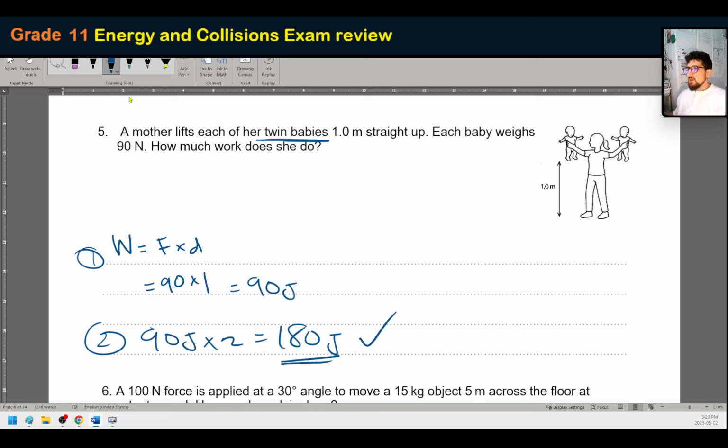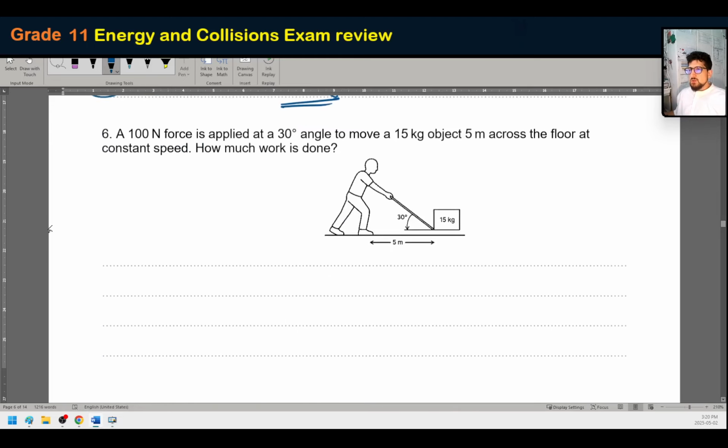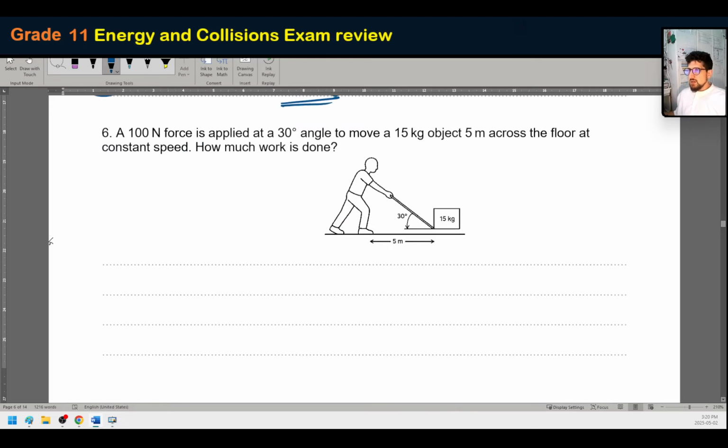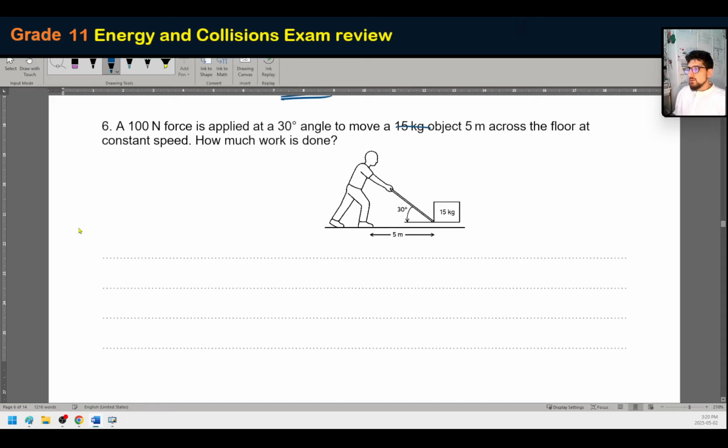So that's fine. Okay, let's move on to question 6, and we're back to an example with an angle. A 100 newton force is applied at a 30-degree angle to move a 15-kilogram object. That is just a red herring. You don't need to worry about that. 5 meters across the floor at constant speed. How much work is done?